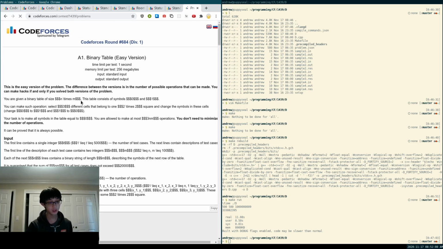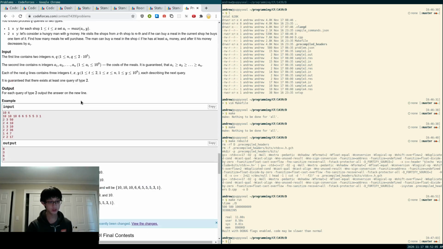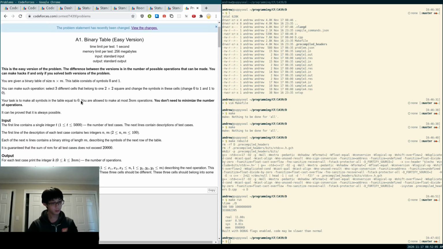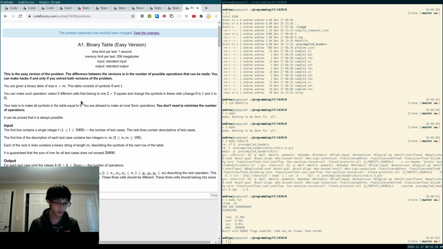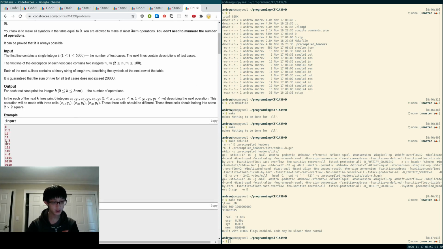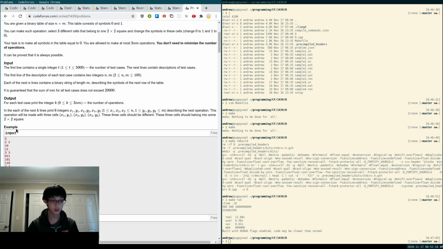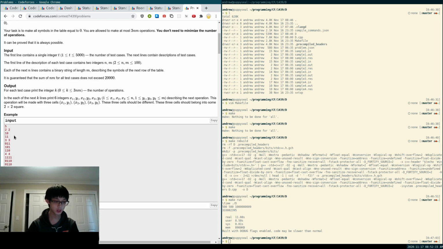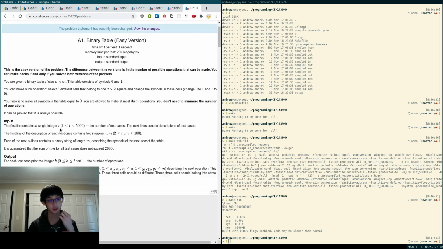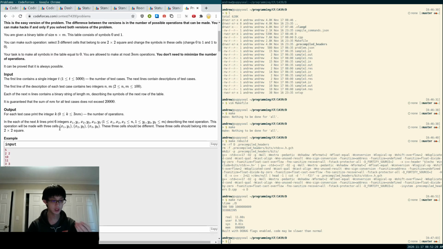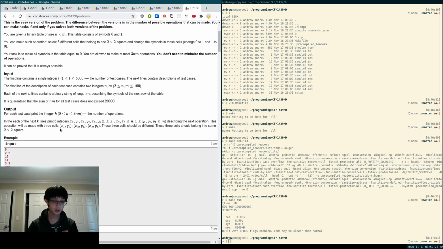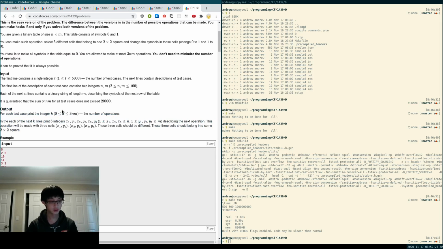So problem A is about a grid of zeros and ones, and you can flip any 3 cells in a 2x2 square. Really what that means is you can flip this little L shape inside any 2x2 square, and your goal is to change the entire grid to zeros. And so in the first version, you're allowed to use 3NM moves.